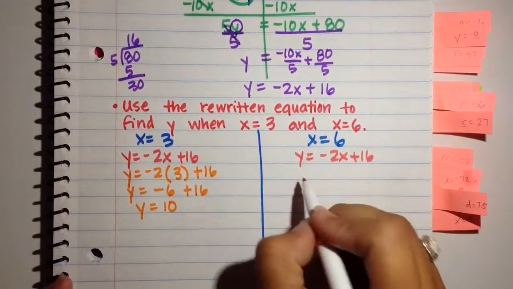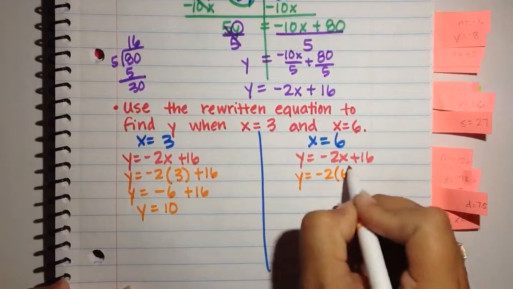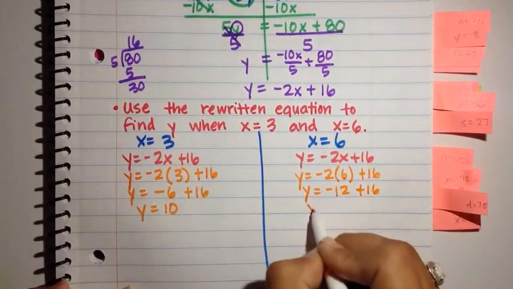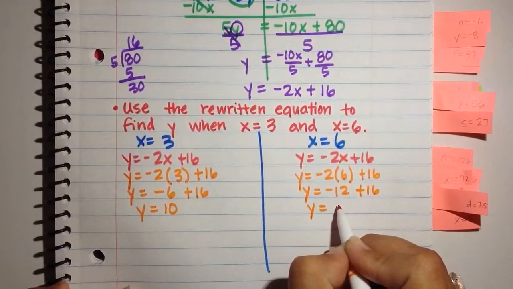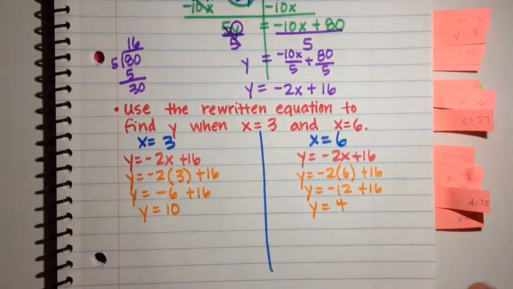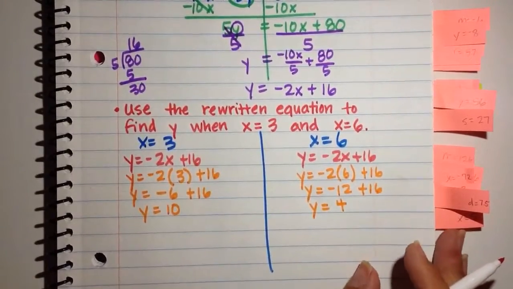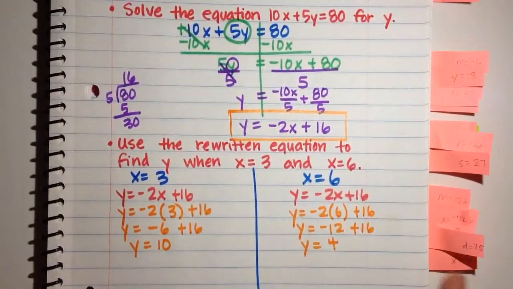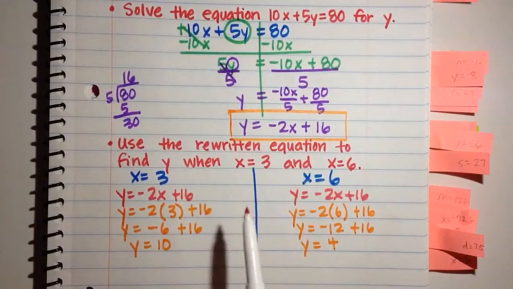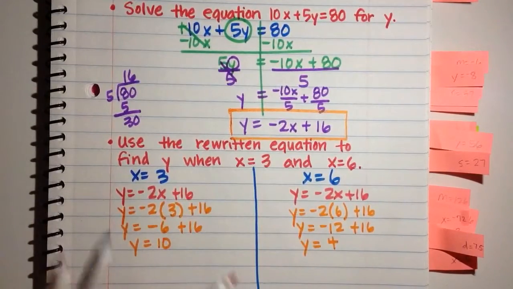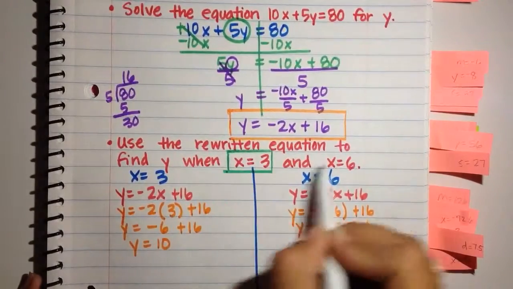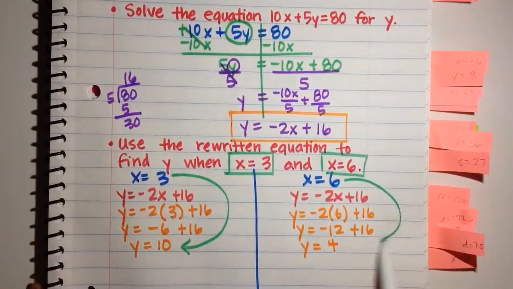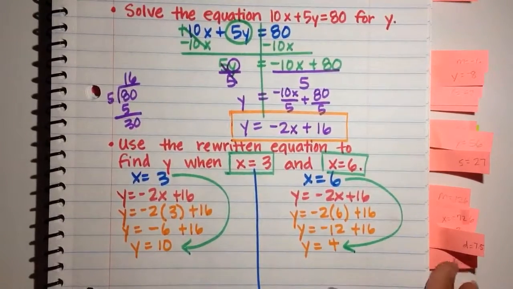Alright, what about when x is 6? We're going to use the same equation and plug 6 in. So y is equal to negative 12 plus 16. So y is equal to 4. Alright, so what I did is I solved this given equation for y. I got y by itself, and then it asked me to use this equation and find y when x was 3 and x was 6. Well, when x was 3, y is 10, and when x is 6, y is 4.